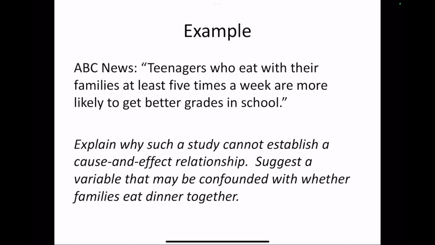So for example, we know that families that eat together 5 times a week tend to be economically stable. And in homes where there's economic stability, students do tend to get better grades in school. So that might be explaining what's going on. Also, there may be a higher educational level of the parents, and that certainly helps their children.